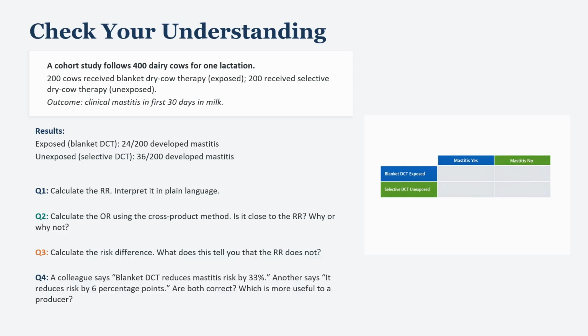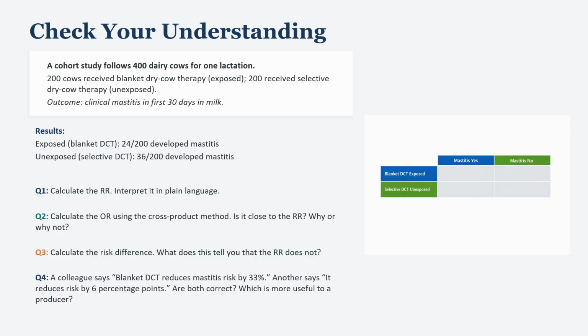Let's work through this carefully. First, populate the table. Exposed, blanket DCT. Mastitis, yes, equals 24. Mastitis, no, equals 176. Total equals 200. Unexposed, selective DCT. Mastitis, yes, equals 36. Mastitis, no, equals 164. Total equals 200. Question 1.